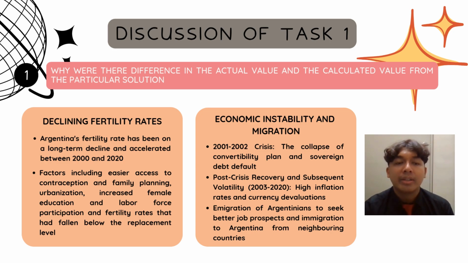Second, the economic instability and inflation. The 2001 until 2002 crisis was the collapse of the convertibility plan, sovereign debt default, and the subsequent corralito freezing of bank accounts, which triggered massive social unrest. Next, post-crisis recovery and subsequent volatility during 2000 to 2020, where high inflation, currency devaluations, and recurring periods of recession continued to plague the country.